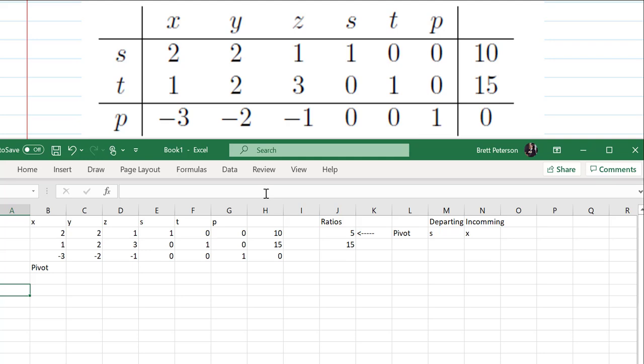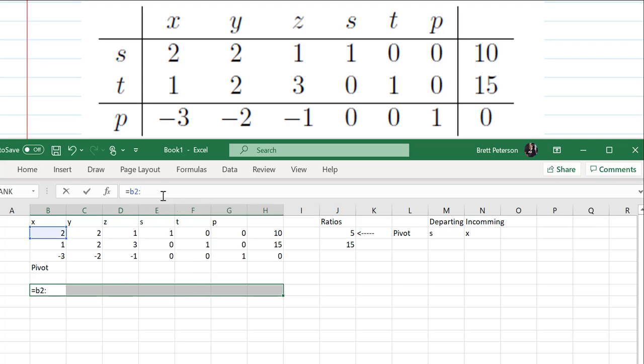So then when we start our second tableau, we're going to have x as our new variable, s departed, x came in, t and p. Our first row, which is our pivot row, isn't going to change. So we highlight the whole area, equals, and then we're just going to copy that row, which is b2 through h2. And remember, when we're doing row operations, we have to hold down Shift and Control, press Enter, and that will do our first row.